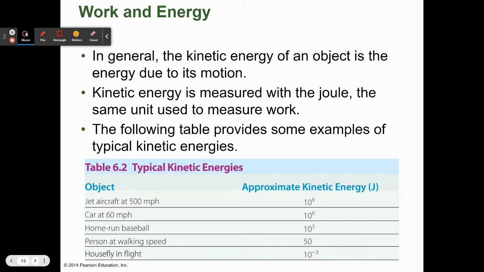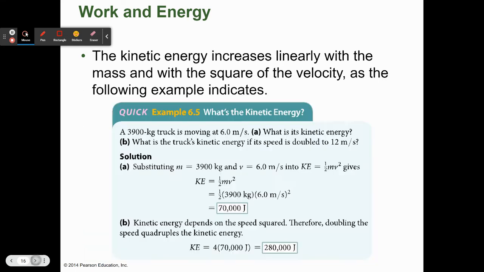In general, kinetic energy is the amount of energy due to its motion, and again, is measured in joules, just like work is. And there gives you some examples of different amounts of kinetic energy for different motions or movements. Kinetic energy increases linearly with mass and with the square of the velocity. So if you look back at the equation, kinetic energy is directly proportional to mass and directly proportional to velocity squared. And this just gives you a little bit of an example of that.